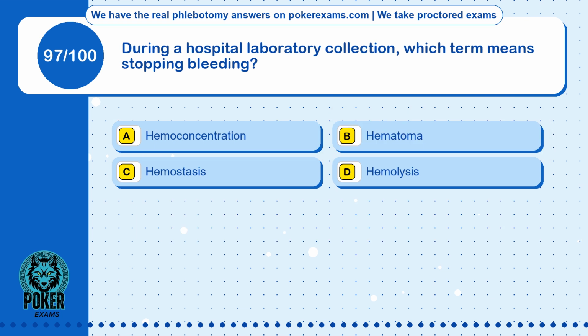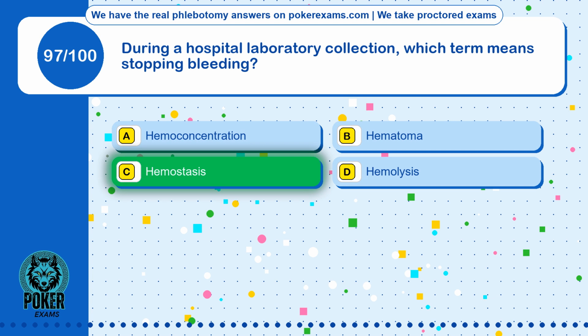Question 97. During a hospital laboratory collection, which term means stopping bleeding? Option A. Hemoconcentration. Option B. Hematoma. Option C. Hemostasis. Option D. Hemolysis. The correct answer is option C.